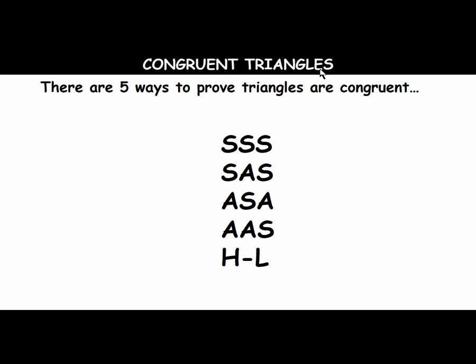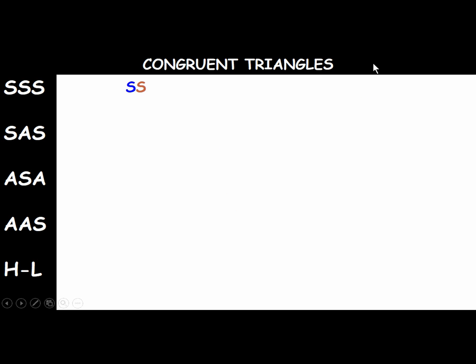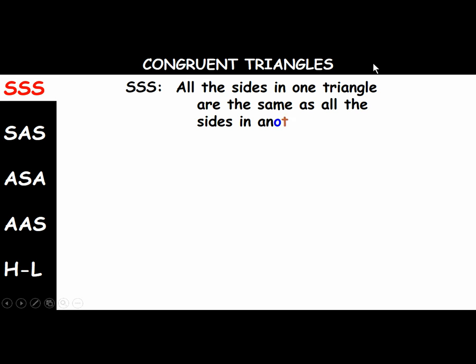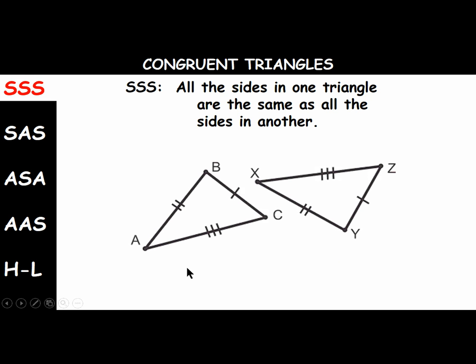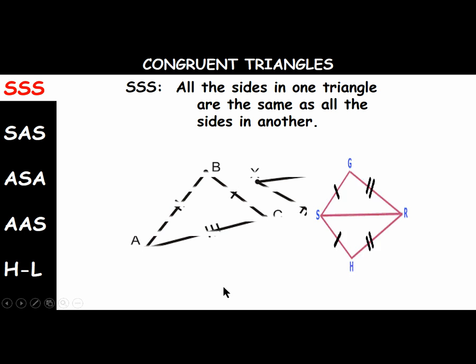So first, a 30-second recap of the 2 that we know. The first one was SSS, side, side, side. That rule said if the 3 sides in one triangle are the same as the 3 sides in another triangle, then the triangles are congruent. Here's an example of SSS where the 3 sides are marked congruent with tick marks. Same here. Again, the triangles can be flipped around and rotated, but we're just looking to see if the sides are the same. If all 3 sides are the same, the triangles are congruent by SSS.